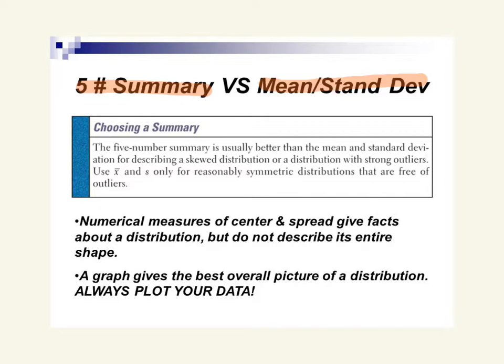Well, the 5-number summary is going to be used when we work with a skewed distribution or a distribution with strong outliers. And then our mean and standard deviation are going to be used in situations where our distribution is symmetric. So this again stresses the importance of graphing our data first. When we plot our data in a stem plot or a dot plot or a histogram, we're able to determine whether or not that distribution is symmetric or skewed, and we can then make the appropriate decision in which numerical summary we should work with. Okay? So we want to keep that in mind, again stressing the importance of graphing our data first.